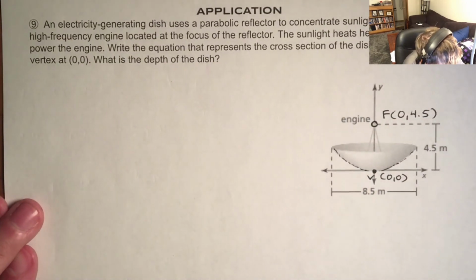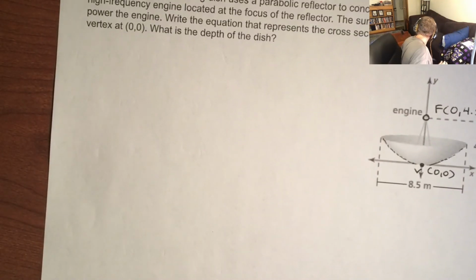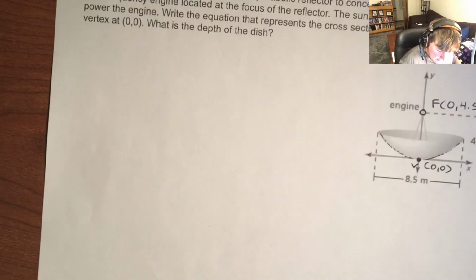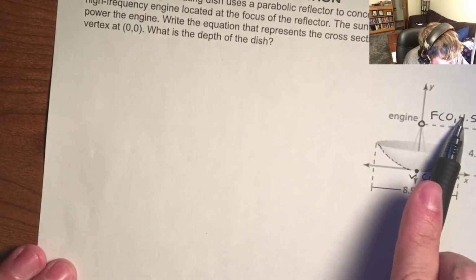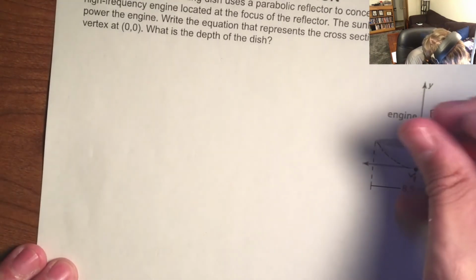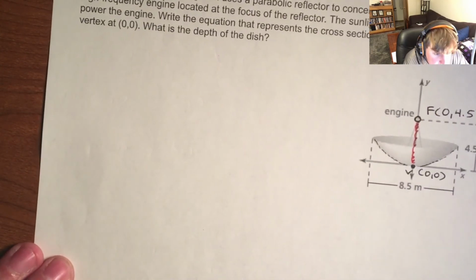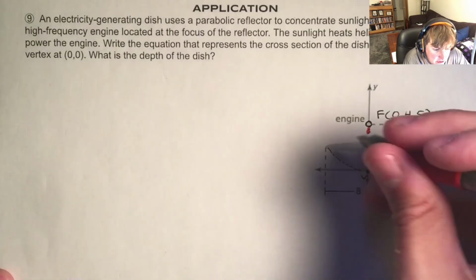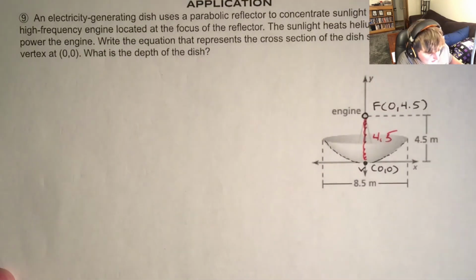Okay, so what does that allow us to do? Well, if you go back to our previous two pages, this is a parabola that's going to open upward, and the focus is at (0, 4.5). We just have to find this distance here, and then all of a sudden we have the equation. Well, what is this distance? Based on this diagram, it has a distance of 4.5.